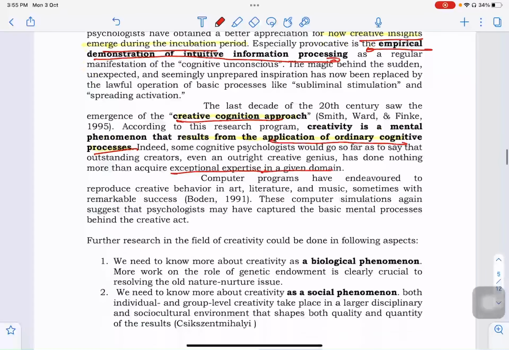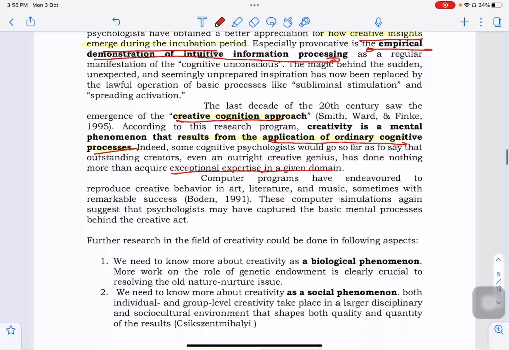Whenever we talk about anything, we have to end with computer programs or AI in any domain of psychology. So computer programs were also there, which are simulating the creative works of behavior, art, literature, music. They want to simulate not only the work but also the mental processes behind them.